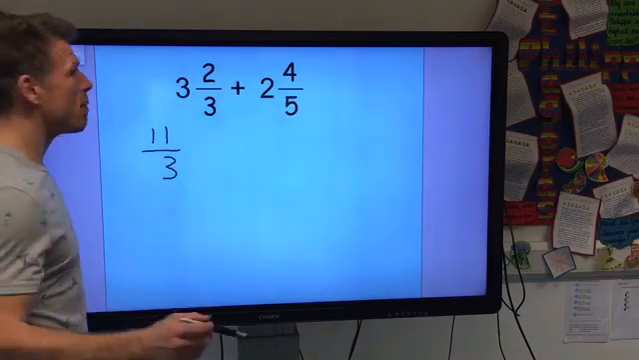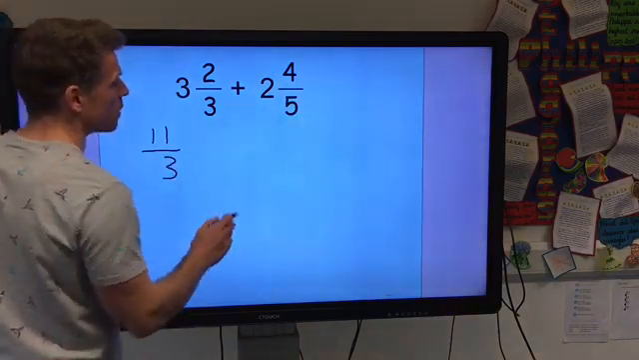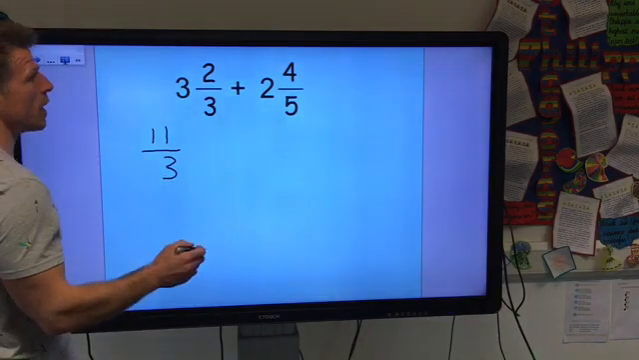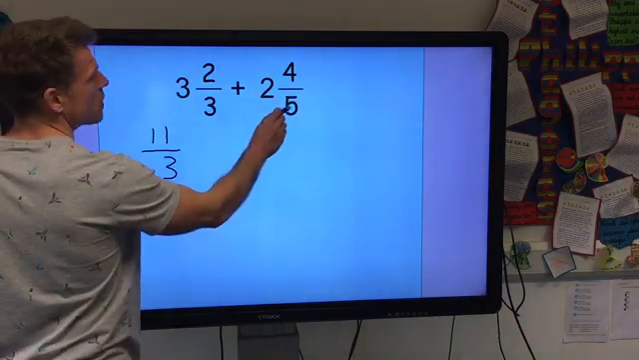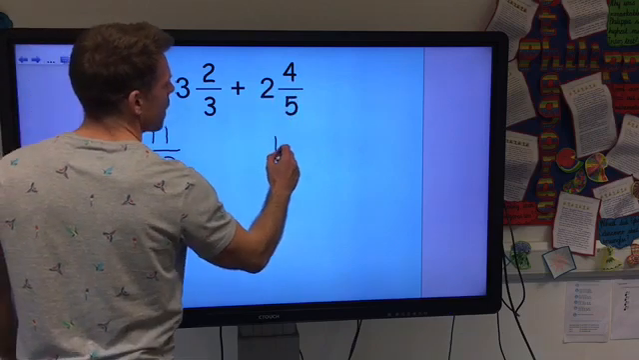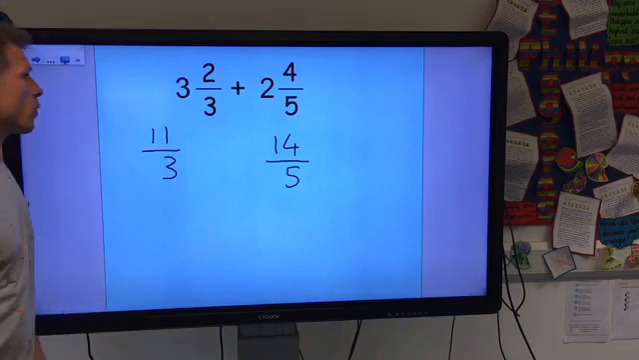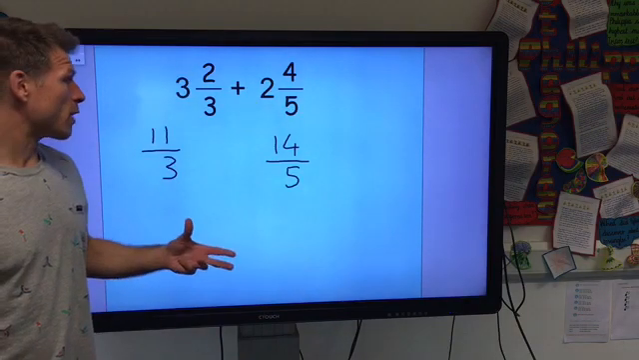Okay. Now if you remember, I like to leave a little bit of a gap because we're going to find some equivalent fractions here. We're going to turn our 2 and 4 fifths into an improper fraction. So 2 times 5 is 10. Add the 4 to make 14 fifths. Okay. Now we've got some improper fractions that we can add together.